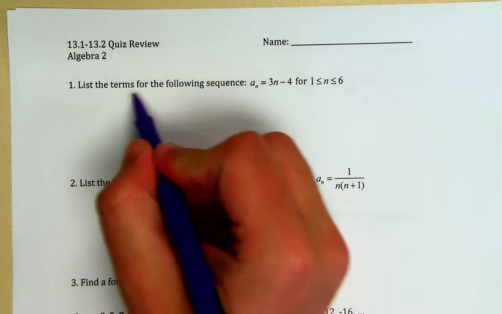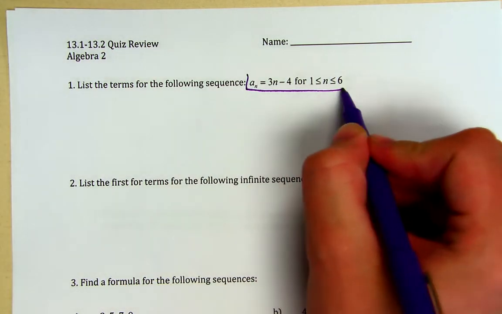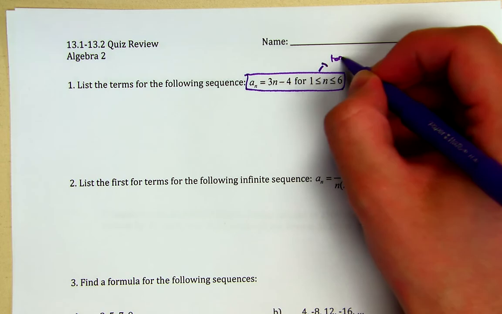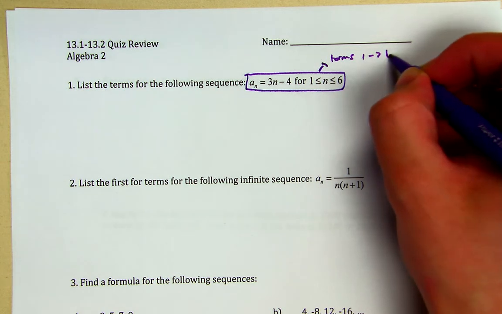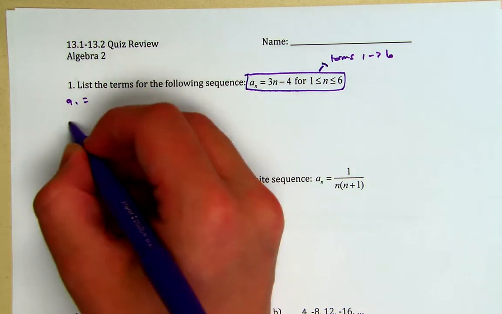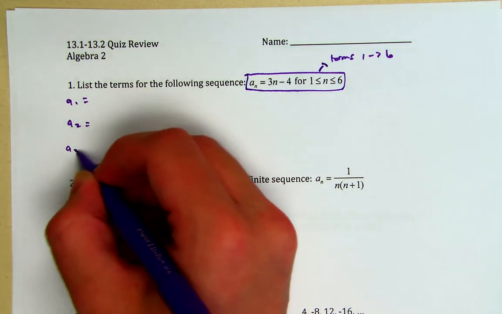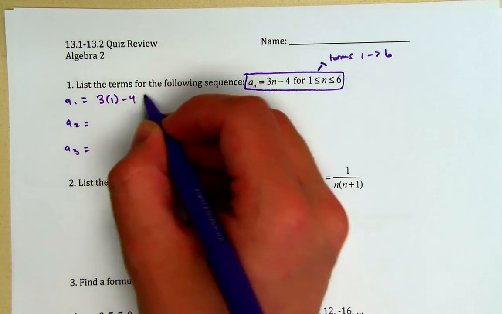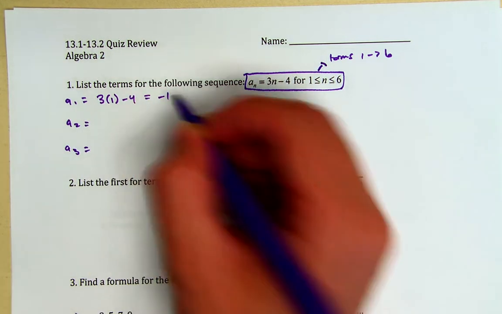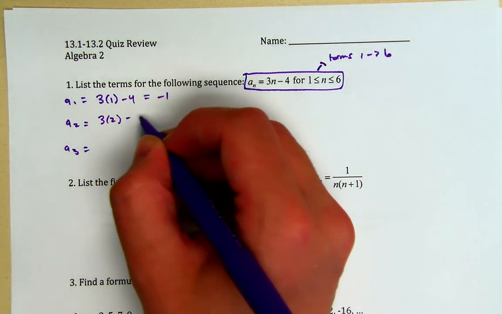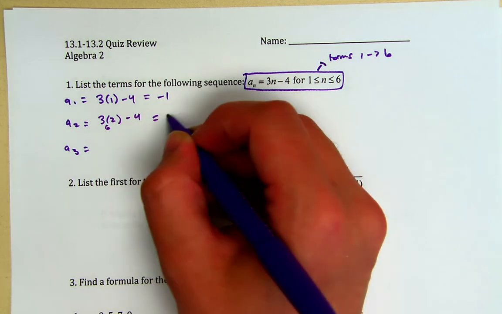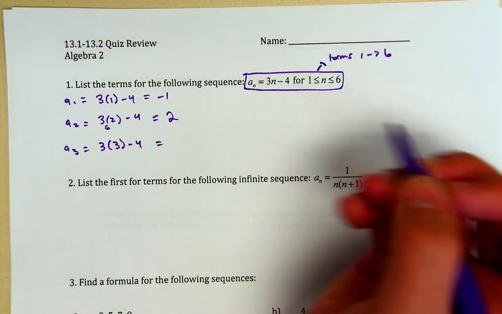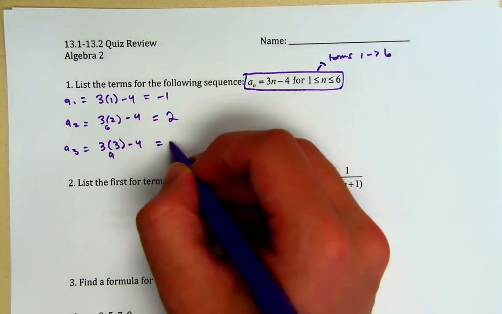Alright, number 1, list the terms for the following sequence. So I have a sequence. This tells me that I am finding terms 1 to 6. So I need to start with A1. I need A2, A3. Alright, let's just start putting them in. 3 times 1 minus 4. Well, 3 times 1 is 3, minus 4, is -1. 3 times 2 minus 4. That's 6 minus 4 is 2. 3 times 3 minus 4. That's going to be 3 times 3 is 9. So 9 minus 4 is 5.